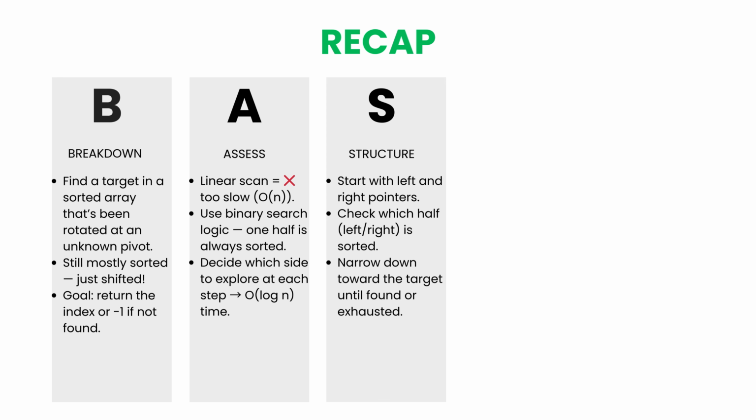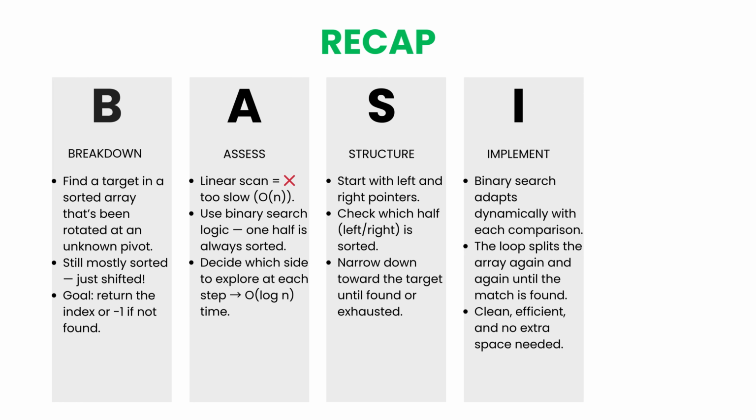Structure recap. The solution's flow revolves around two pointers, left and right. We repeatedly find the midpoint, check which half is sorted, and decide where to move next. If the target falls inside the sorted range, we search that half, otherwise, we shift to the other. Each step cuts the search space in half.